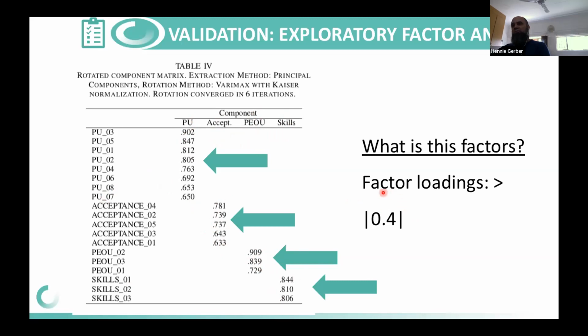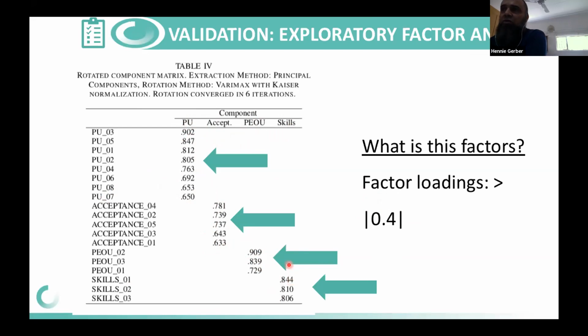So if the loading is above 0.4, the absolute value, it loads on that factor. So it means that all these are forming the same factor or construct. All these forming the same construct. All these and all these. Now, this one worked out perfectly because it's coming from a validated scale already.